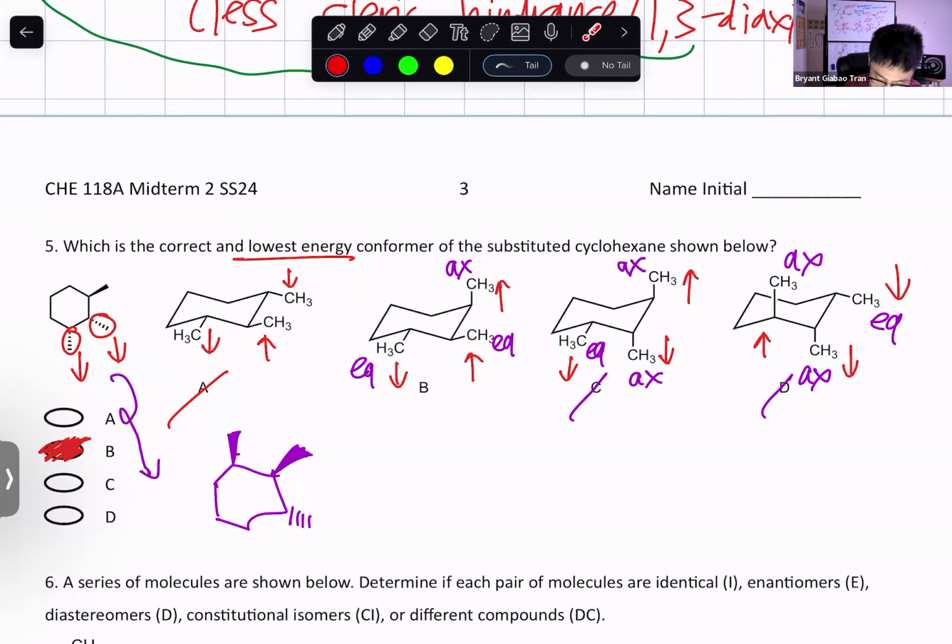Yeah. So the most important thing here is to know the relationship between the groups, like the cis and trans. For this one it is a little bit harder because there is no bulkiest group. They're all equally substituted. So we want to find the one that has the most equatorial bonds, which is B in this case.